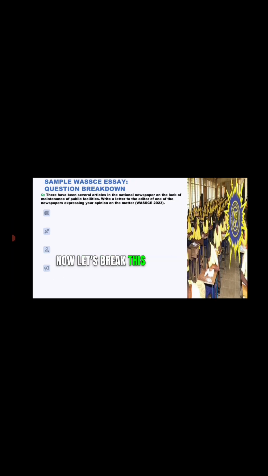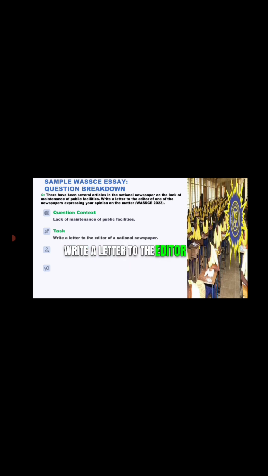And let's break this question down. First, you need to understand the context. What is the context of this question? Lack of maintenance of public facility. What is the task at hand? Write a letter to the editor of a national newspaper.